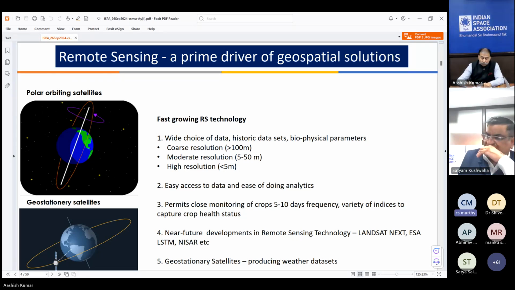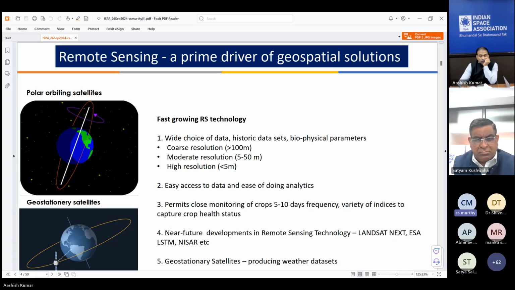And in the near future, the remote sensing technology is going to progress much further, because NASA and the USGS and the European Space Agency have already announced Landsat Next and ESA LSTM. They already announced them with a wide range of spectral channels. I think they are taking the technology to the next level. And then we have the NISAR mission, ISRO NISAR, with L band and S band synthetic aperture radar. So these near future developments in remote sensing technology are very, very encouraging. They are going to be highly beneficial to Indian agriculture. So this is one set. These are polar orbiting satellites or remote sensing satellites producing the data.